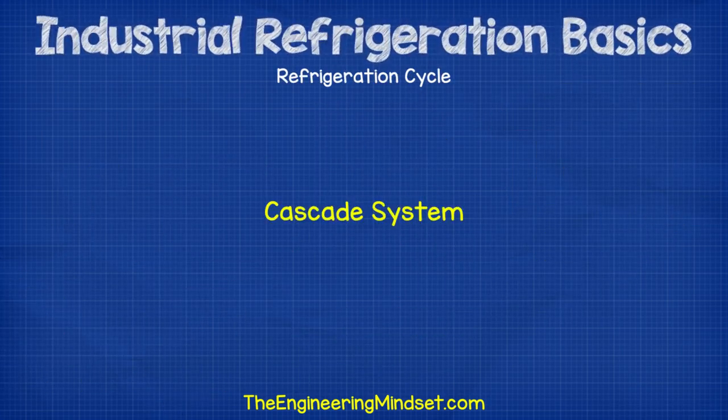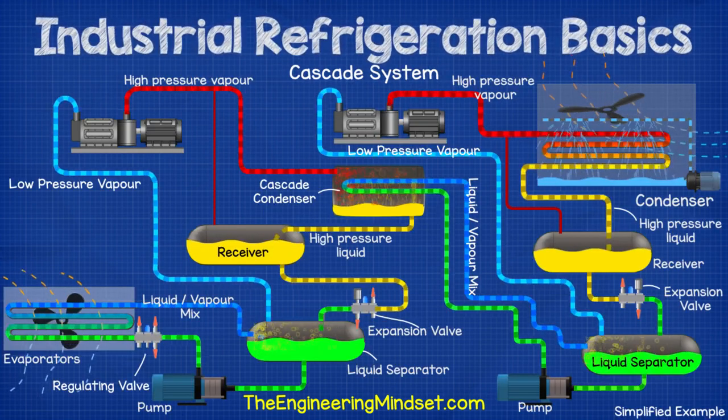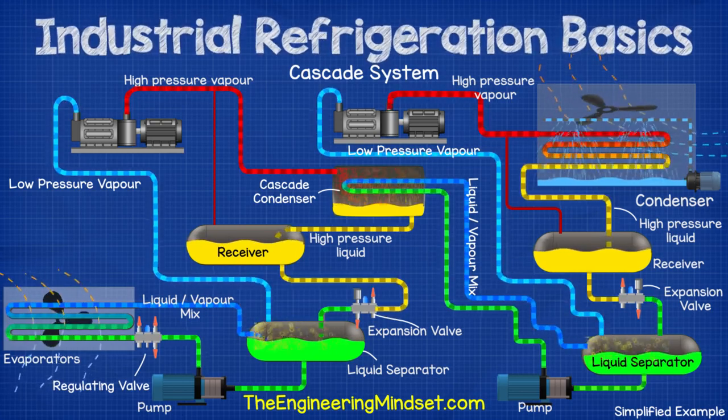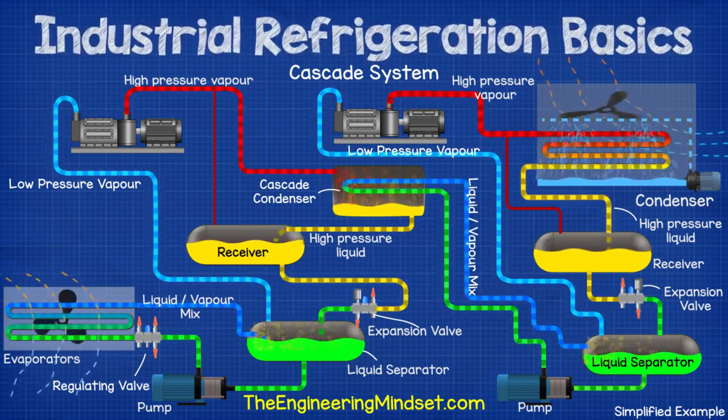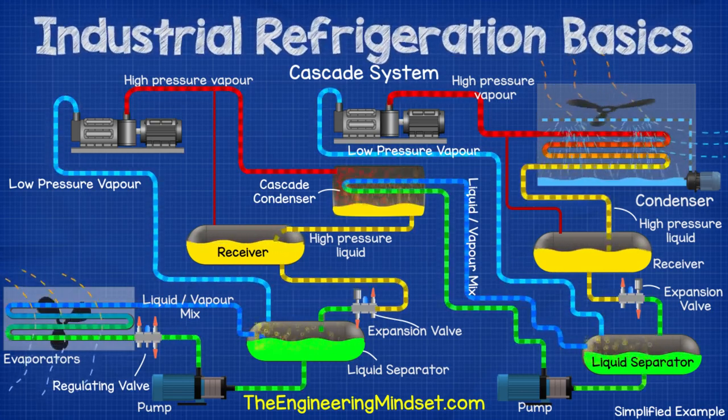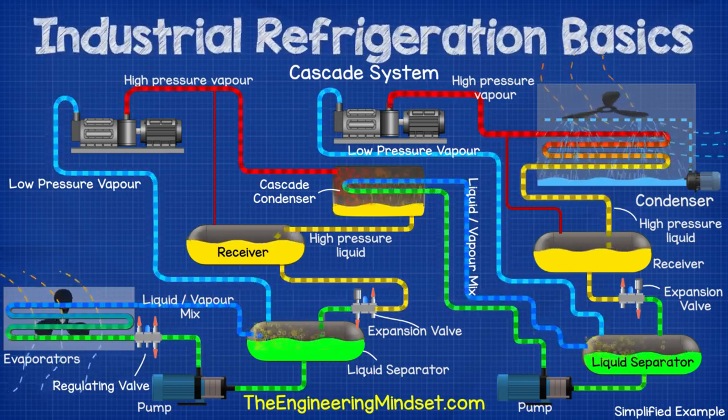Cascade. This is the most advanced system, and these systems can become very complex. It's suitable for refrigeration systems which require different temperature ranges for the cooling loads, and also makes it easier and cheaper to comply with health, safety, and environmental regulations.